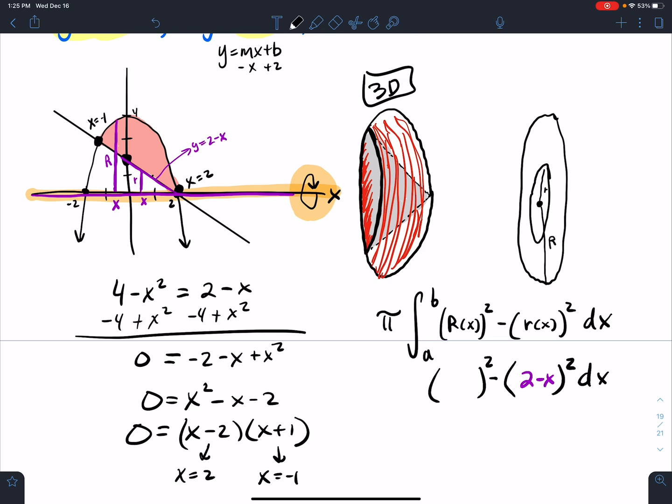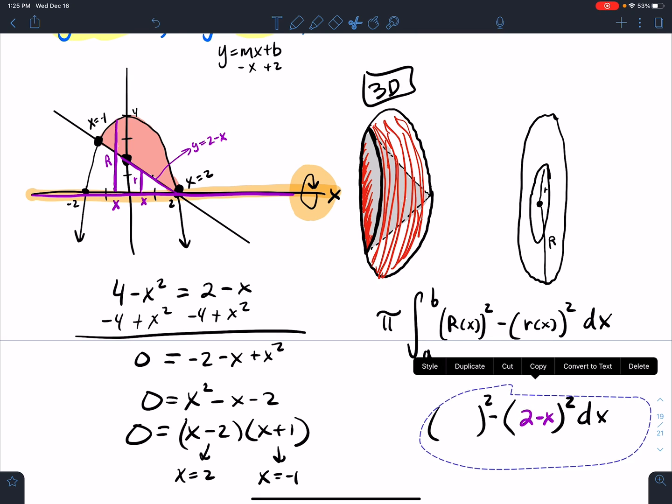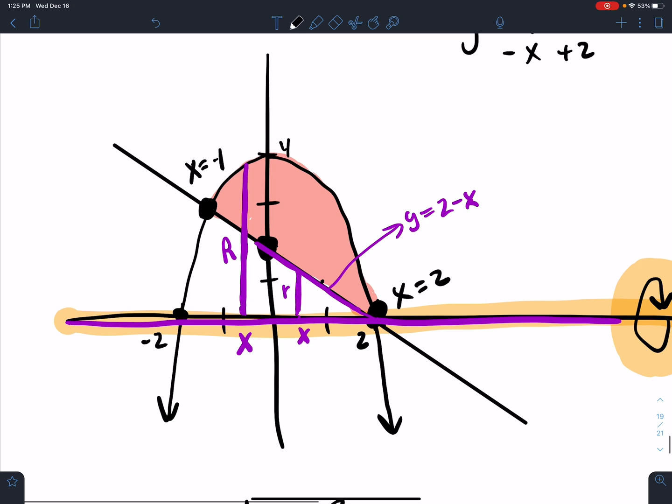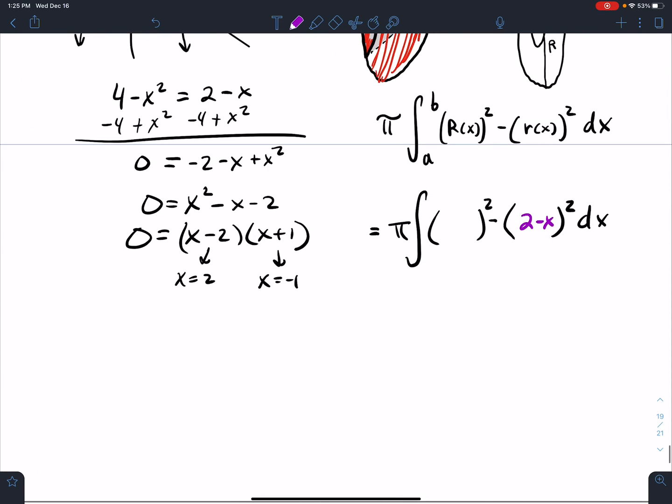And the big radius, what is the big radius? The big radius is that distance from the x-axis, which is 0, up to this curve up here, the parabola, which I think was y equals 4 minus x squared. So for some arbitrary rectangle in there, that's going to be 4 minus x squared, 4 minus x squared in here.